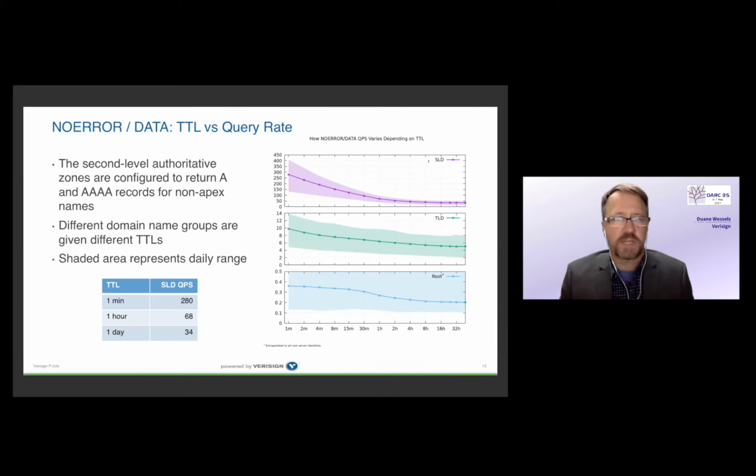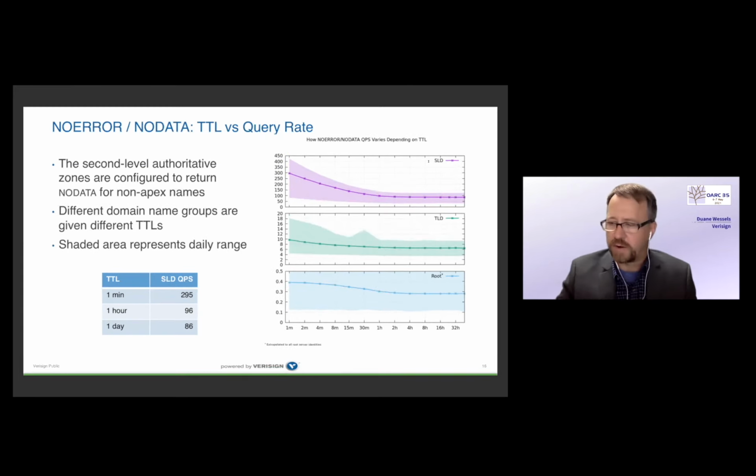One thing that's kind of interesting is that the choice of TTL at the second level domain affects the query rates seen at the top level domain, shown here in the middle in green, and also at the root servers, shown in blue on the bottom. So Verisign obviously operates some root name servers, but this data has been extrapolated to what the numbers would be for the whole root server system, for all 13. So that's the no error with data case.